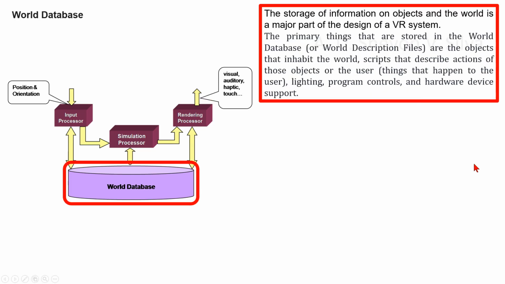Now we are focusing on the world database. The storage of information on objects and the world is a major part of the design of a VR application. The primary things that are stored in the world database or world description files are the objects that inhabit the world, scripts that describe actions of those objects or the user, things that happen to the user, lighting, program controls, and hardware device support.